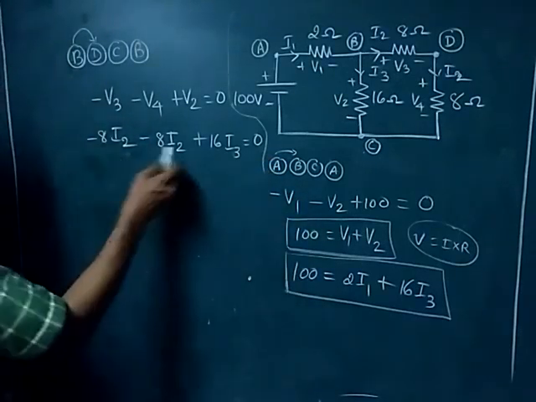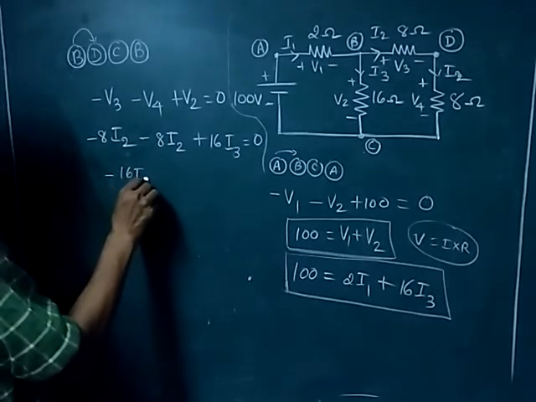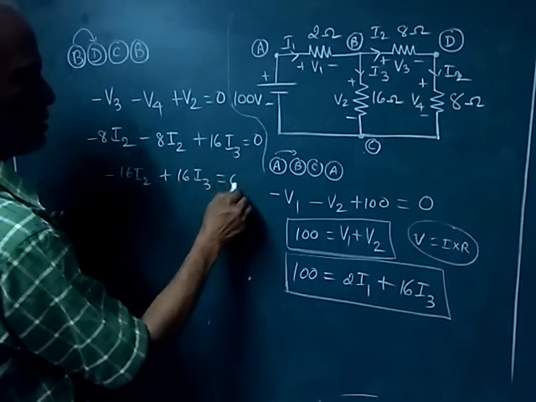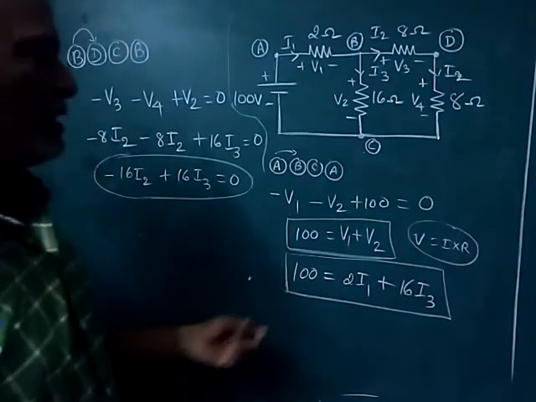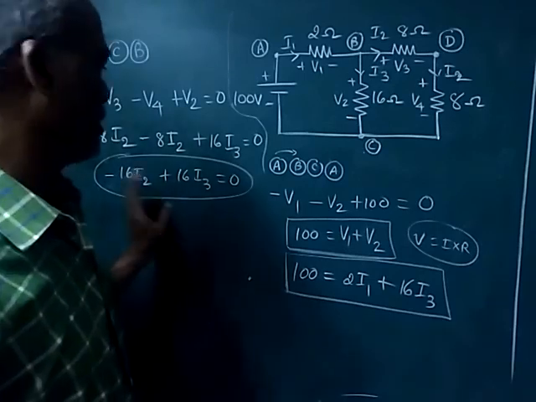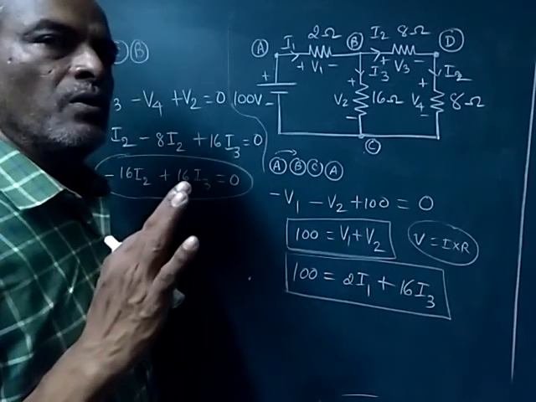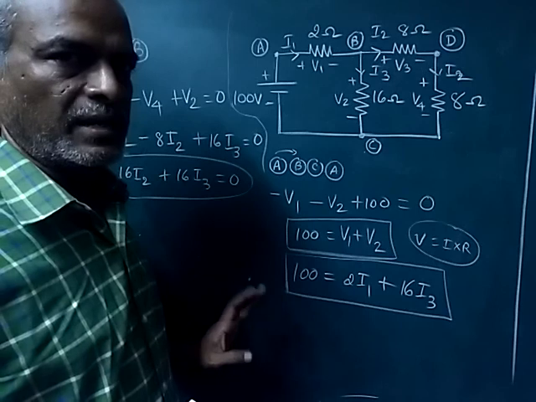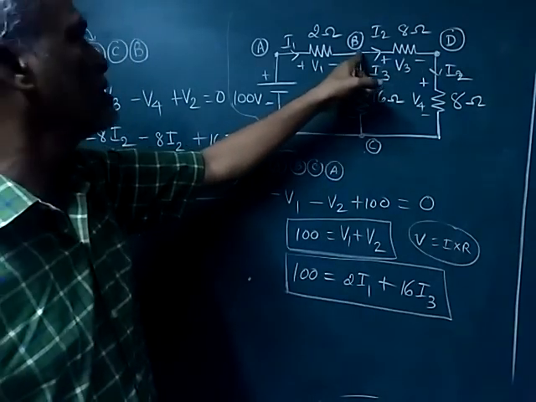Okay. So now this is what? 8 plus 8, that is minus 16 I2 plus 16 I3 equal to 0. This is another equation. If you carefully see, in the first equation we have I1, I3, 2 unknowns, and here I2, I3. In the 2 equations we have 3 unknowns. So we must form 3 equations, but for this case it is not necessary, because at this junction we can employ Kirchhoff's current law.